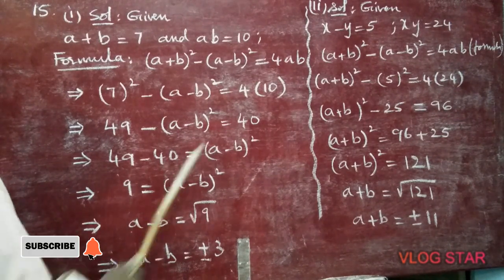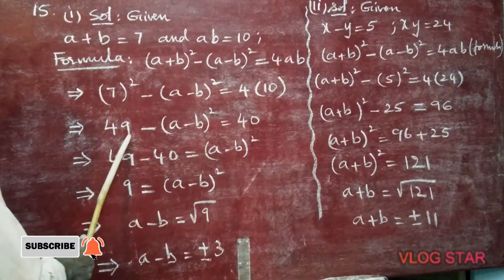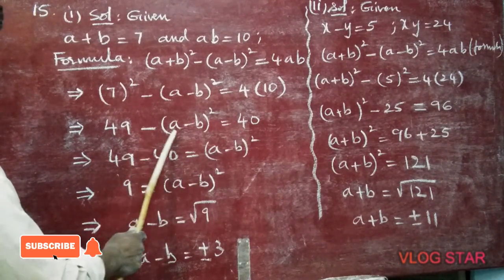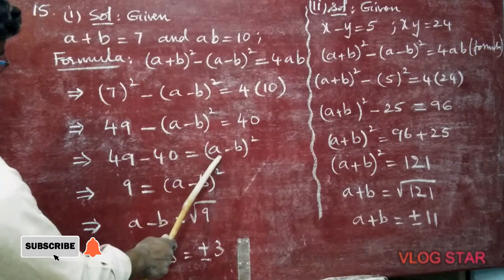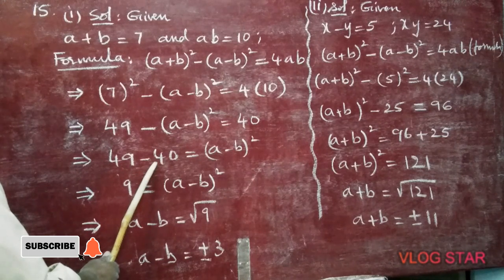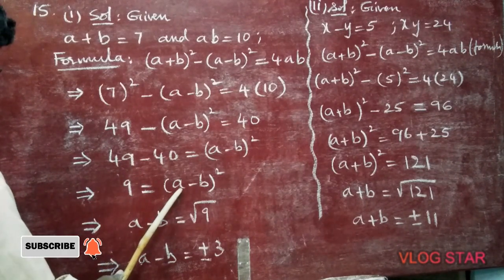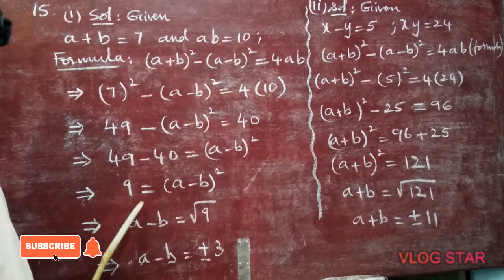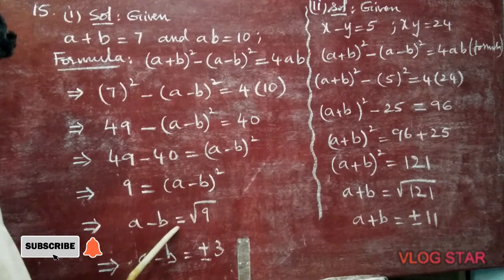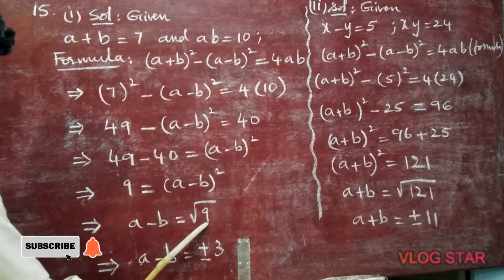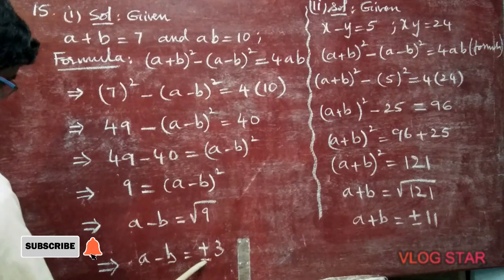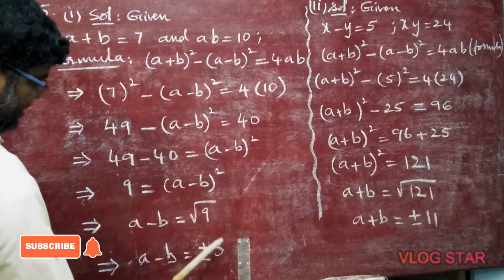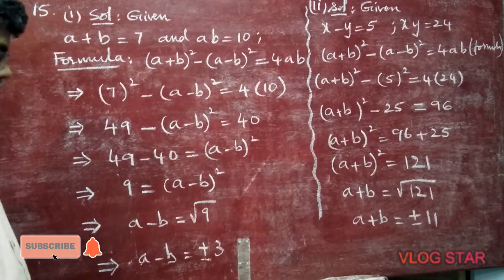Numericals one side, variables another side. 49 plus 40 comes this side, minus 40 is equal to minus of a minus b whole square becomes plus a minus b whole square. 49 minus 40 is 9. 9 is equal to a minus b whole square. Square comes from left to right, square root. So a minus b is equal to square root of 9. a minus b is equal to plus or minus 3. Why I wrote plus or minus 3 means plus 3 into plus 3 also 9 only, minus 3 into minus 3 also.